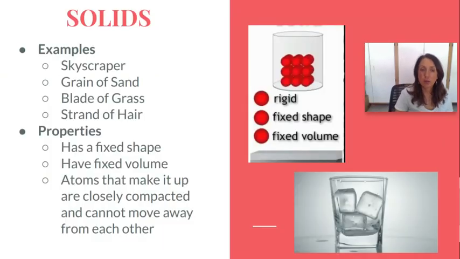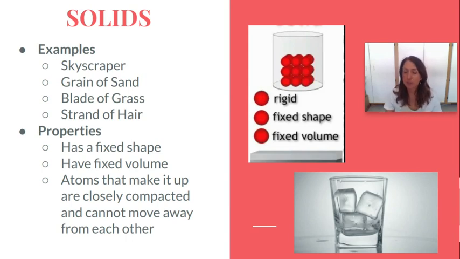Okay, so let's talk about the first one. First, we have solids. Examples would be all kinds of things. You guys know these. Skyscraper, a grain of sand, a blade of grass, a strand of hair. So you can see they can be big, they can be small, they can be soft, they can be hard, but they are all solids. And the reason they're solids is because of these properties. They have a fixed shape, they have a fixed volume, and the atoms that make it up are closely compacted and cannot move away from each other.